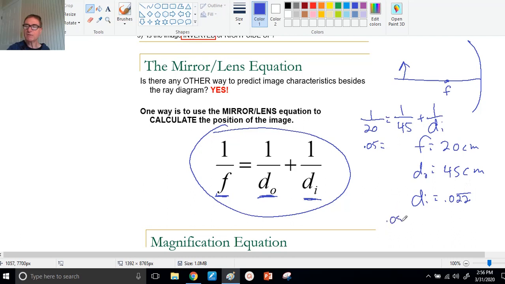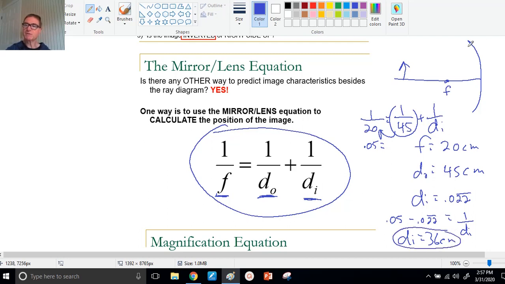So it would be 0.05 minus 0.022 repeating, because I took this and moved it to the other side, is equal to 1 over di. Now, don't forget the 1 overs, right? We already took 1 over 20 and 1 over 45, but we still have 1 over di on the other side. So 0.05 minus 0.0, I'll put a bunch of 2's in there. We take the reciprocal, and it looks like it's about 36. So the image distance, di, is about 36 centimeters.